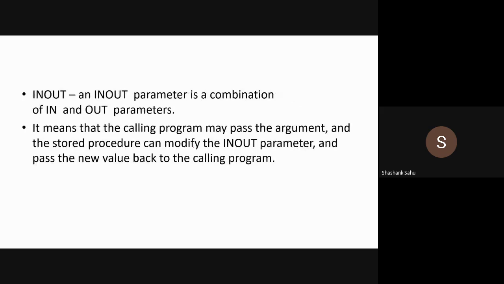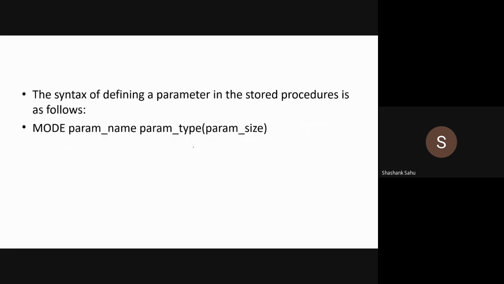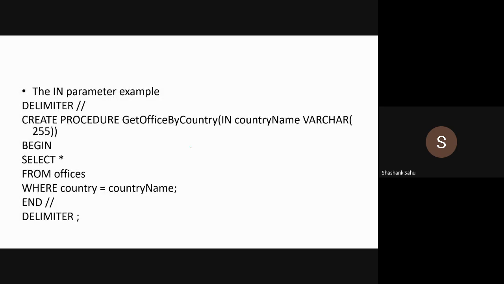Now the middle of this IN and OUT is the INOUT mode, in which the variable can be modified inside the procedure, and the updated value will be displayed outside the procedure also. So I discussed three modes: IN mode, OUT mode, and INOUT mode. Now to define the mode, this is the approach.